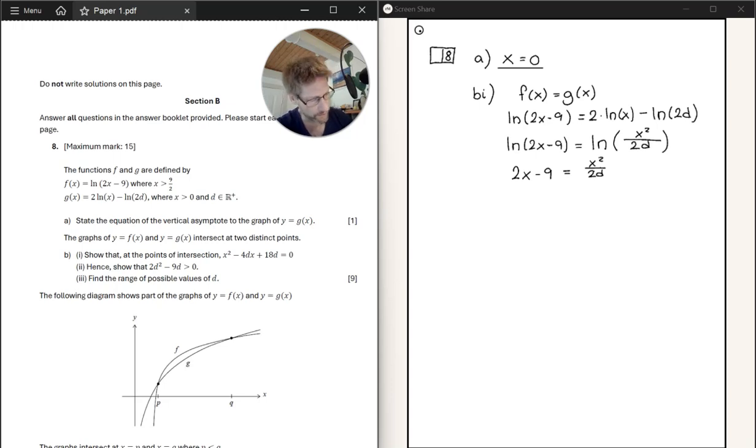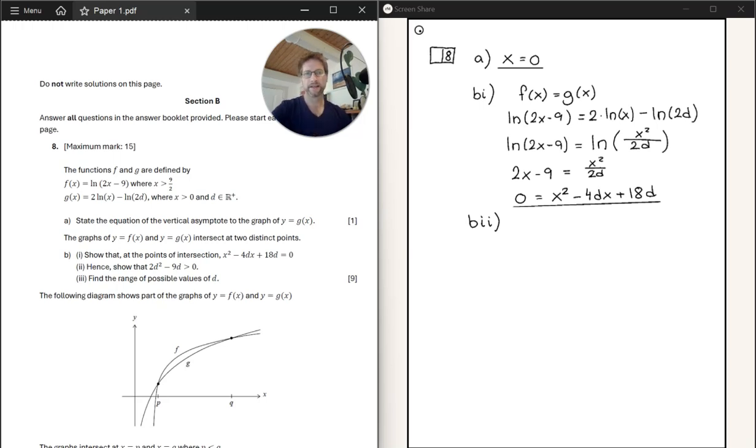And then we can multiply by 2d on both sides, and put everything on the right-hand side. So we get 0 equals x squared, then minus 2d times 2x, that's 4dx, and then minus 9 becomes plus 9 over here, plus 9 times 2d, that's plus 18 times d. And that's exactly the equation they wanted us to find. So that's for B1.